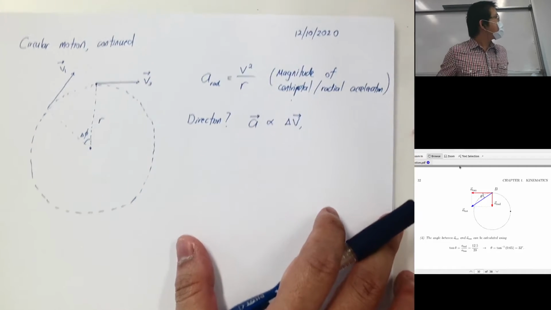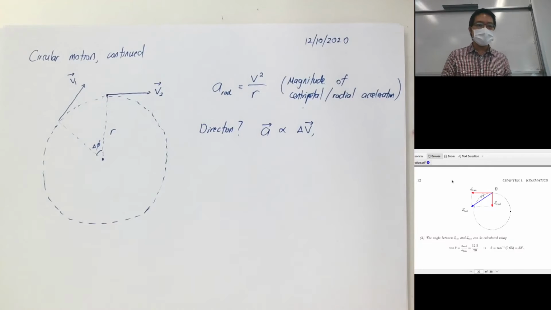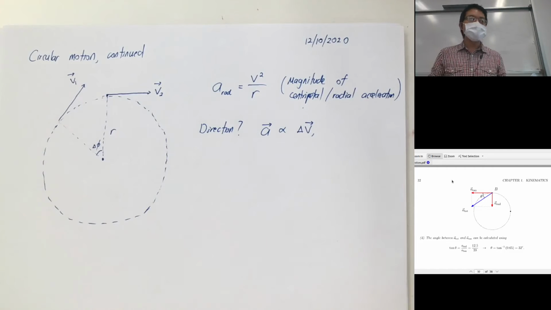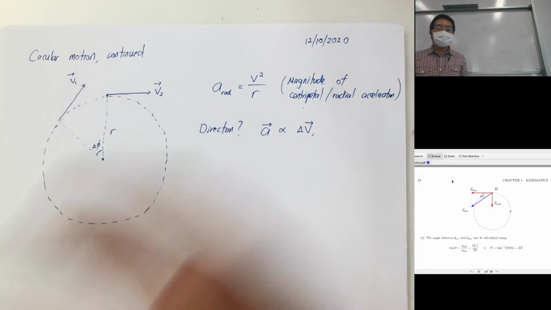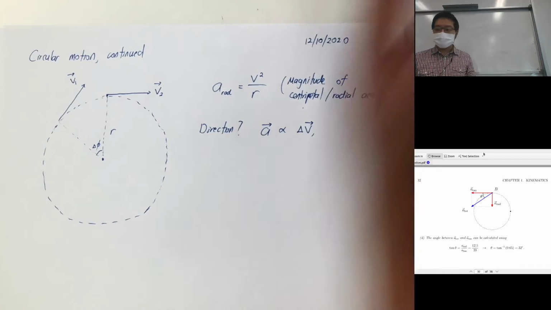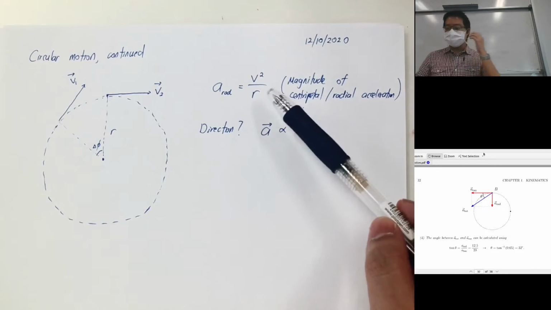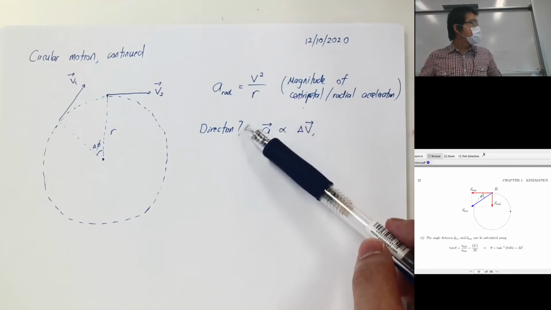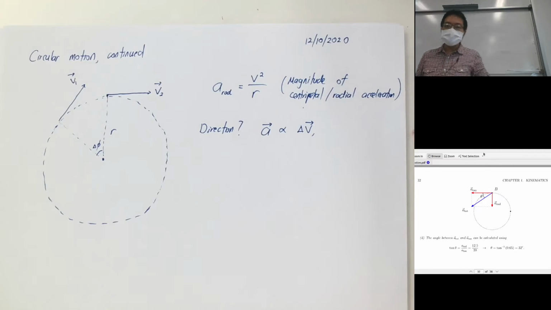So let me repeat since I forgot to share. In the previous class, we were trying to calculate the acceleration for uniform circular motion, where the speed is constant. We calculated that the magnitude of the acceleration is given by v squared divided by r. That is what we did just before we finished our previous class. Now what we want to do is to figure out the direction.